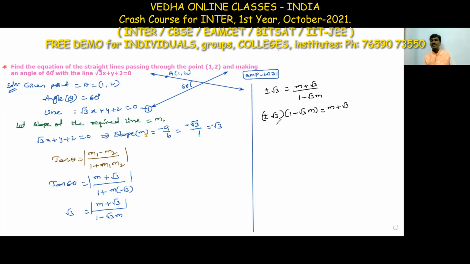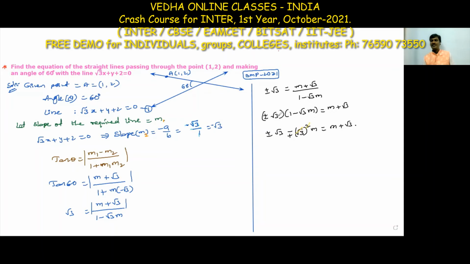Now multiply here. So we get plus or minus √3, and here plus and minus, minus; we can write as usual, or minus plus, into minus minus, plus or minus √3 into √3, whole square, into m is equal to m plus √3. So the square and root we can cancel here.